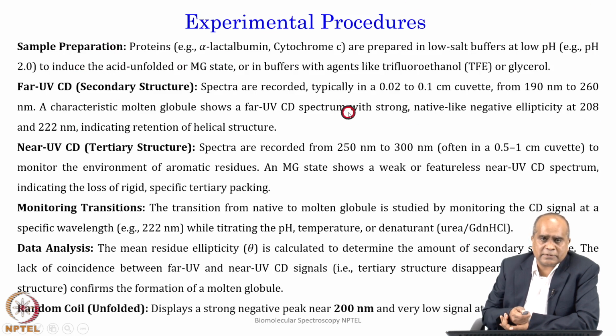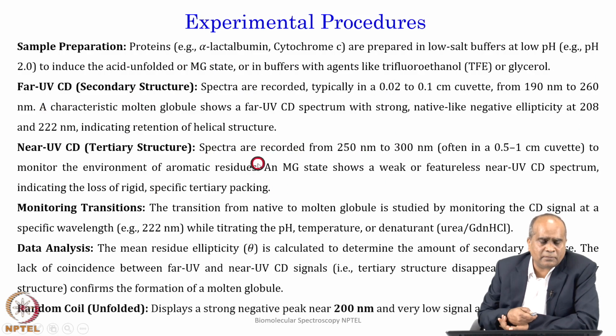Then we do far UV CD. Typically, we take a 0.02 to 0.1 cm cuvette and record the secondary structural spectra in far UV CD in the range 190 to 260 nm, and the molten globule shows a far UV spectrum native-like, with minima at 208 and 222.